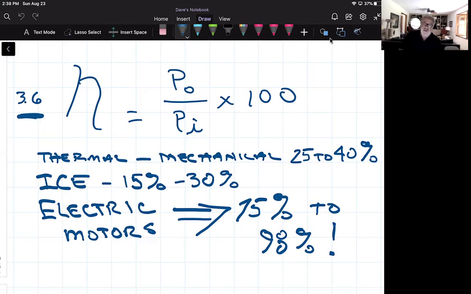Internal combustion engines are automobile engines that take the chemical energy contained in a gallon of gas and convert that to mechanical energy. Those are in the ballpark of 15 to 30% efficient. And the thing that I like to come back to, especially since this is where we are, is the efficiency of electric motors. Electric motors have efficiencies from 75% to 98%.